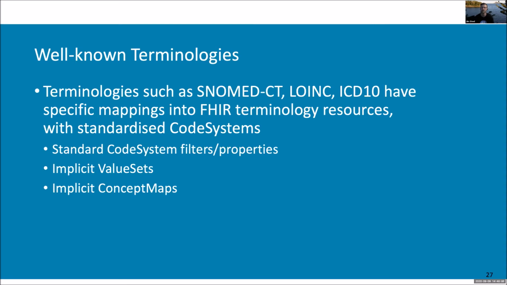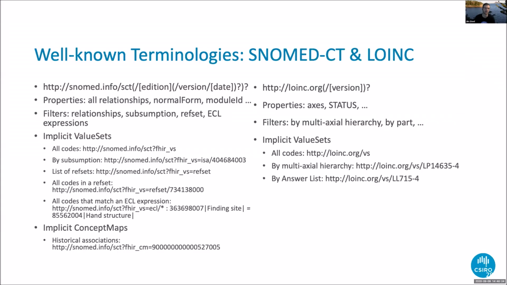And it can define what are called implicit value sets or implicit concept maps. So these are, for example, value sets that as soon as you add one of these code systems into your terminology server, then you should be able to expect all of these value sets to be there. And I'll show a couple of examples of those.